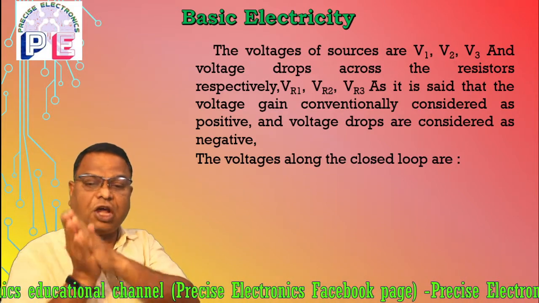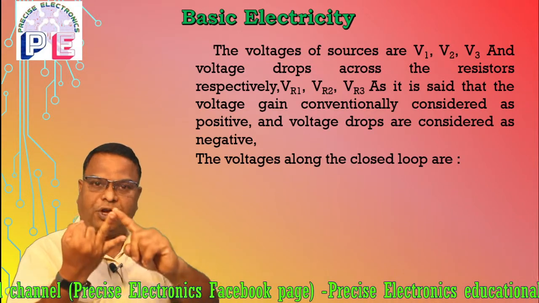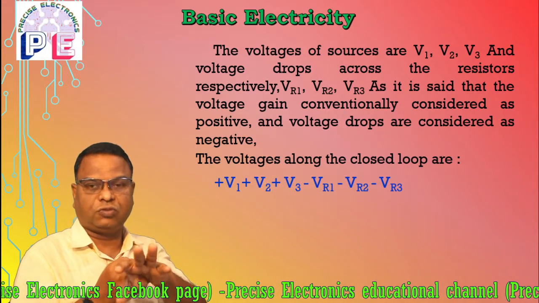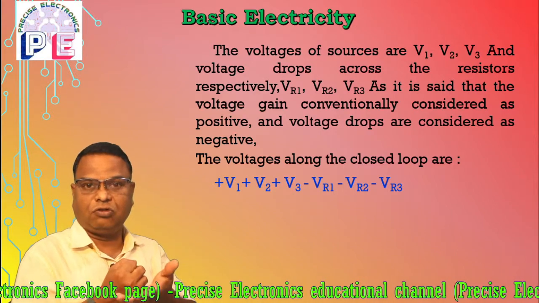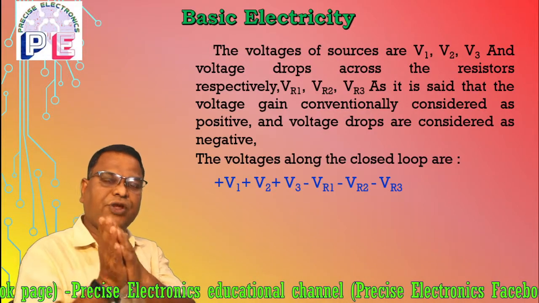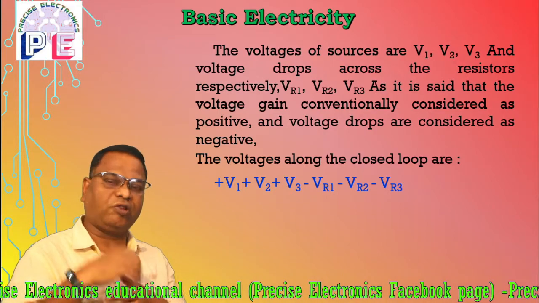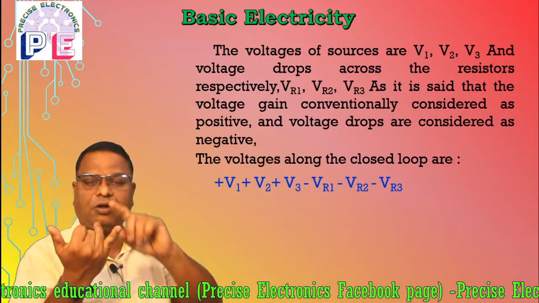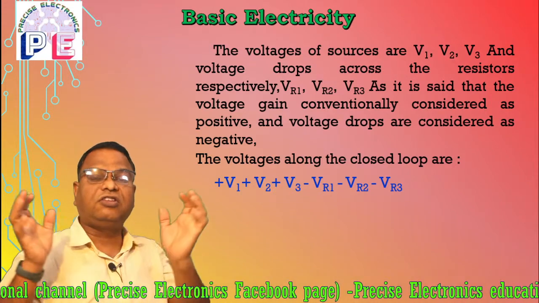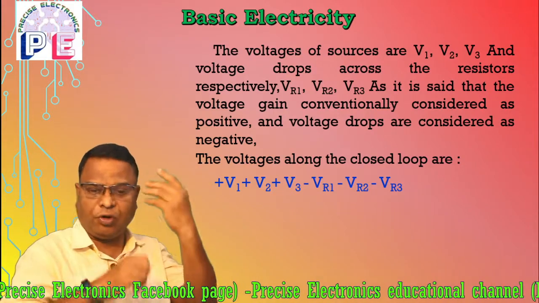So the voltages along the closed loop are V1 plus V2 plus V3, which are positive because they provide the gain, while VR1, VR2 and VR3 are the potential drops across the resistors, so they are considered negative. Therefore, V1 plus V2 plus V3 minus VR1 minus VR2 minus VR3. These are the potentials in this loop: applied potential and potential developed.